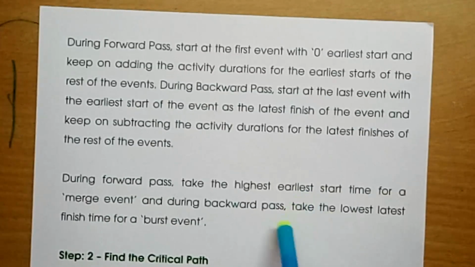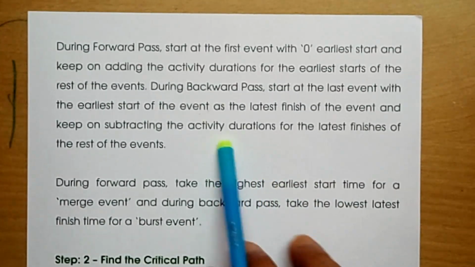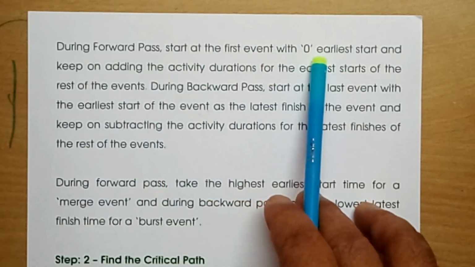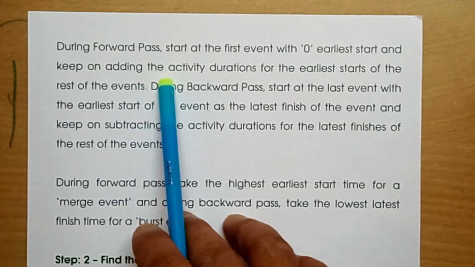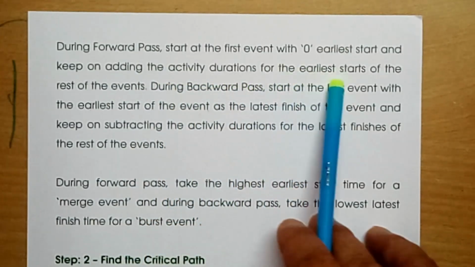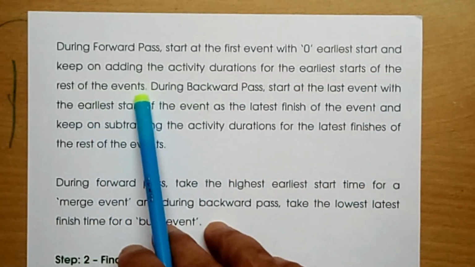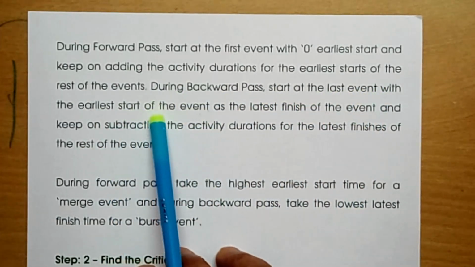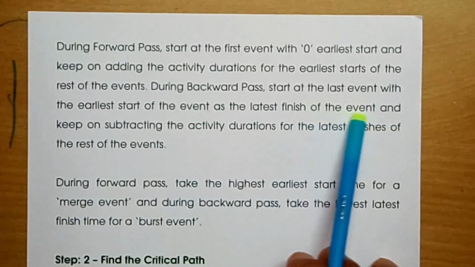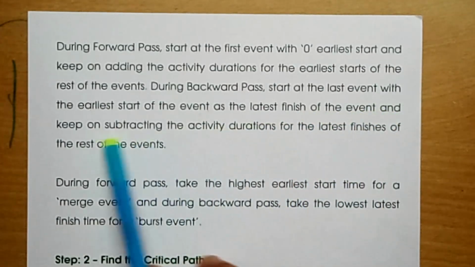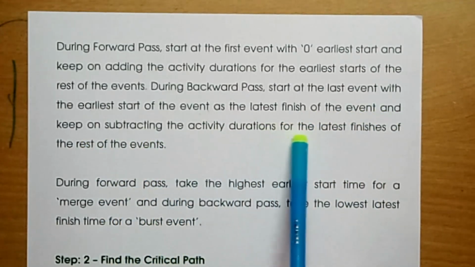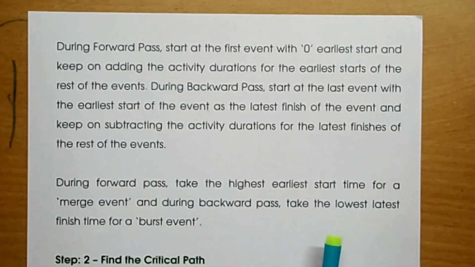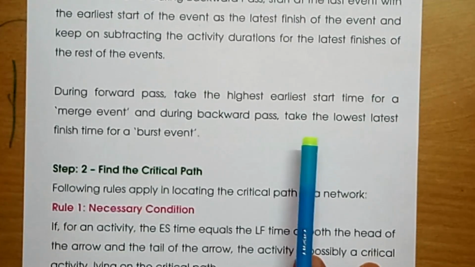I have already discussed this, but again let us see what is written here. During forward pass, start at the first event with 0 earliest start and keep on adding the activity durations for the earliest start of the rest of the events. During backward pass, start at the last event with the earliest start of the event as the latest finish of the event, and keep on subtracting the activity durations for the latest finishes of the rest of the events. This we have all done. We have understood all these things.